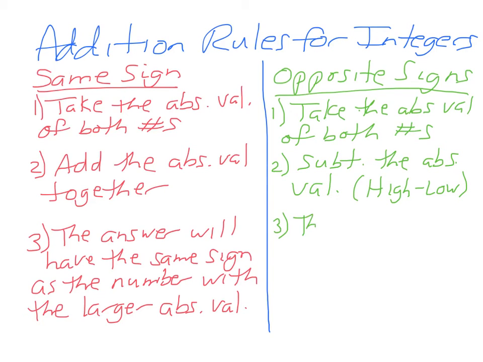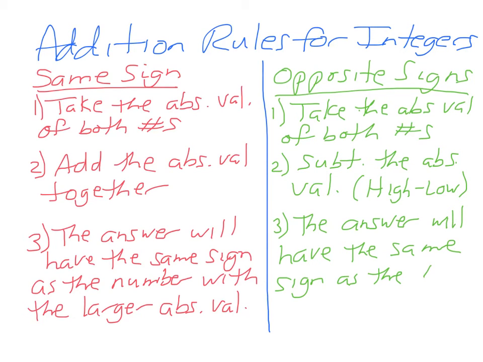And 3, the answer will have the same sign as, sound familiar? The number with the larger absolute value. So steps 1 and 3 are exactly the same. It's step 2 where you have to think, same sign, opposite signs, and do I add or do I subtract? Look at some simple examples here.